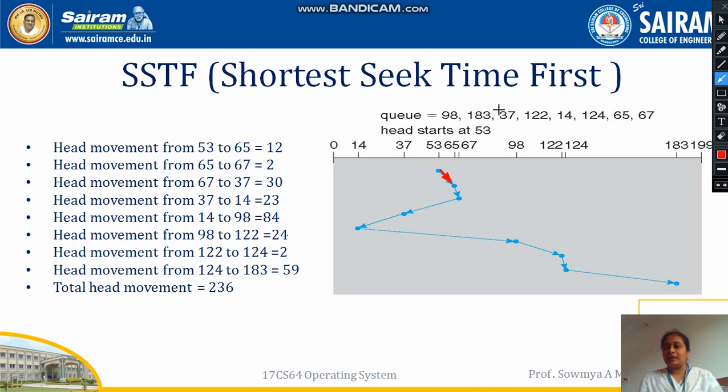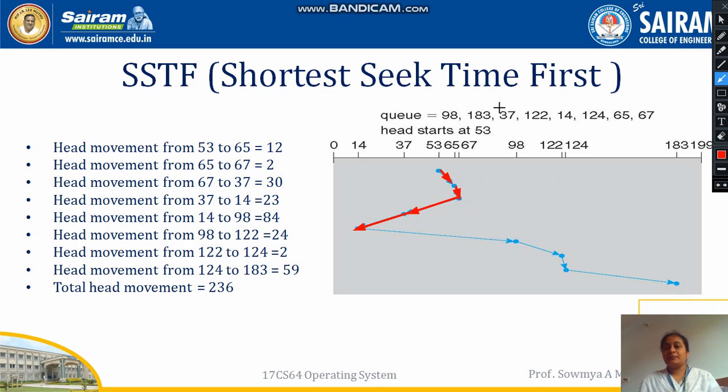For 65 in the queue the nearest value is 67. So from 65 head moves to 67, which is 2 head movements. For 67 in this queue, 65 is already completed. You are left with 37 which is near to 67. So head moves from 67 to 37 which is equal to 30. For 37, 14 is near in the queue. So head moves from 37 to 14 which is 23 head moves.